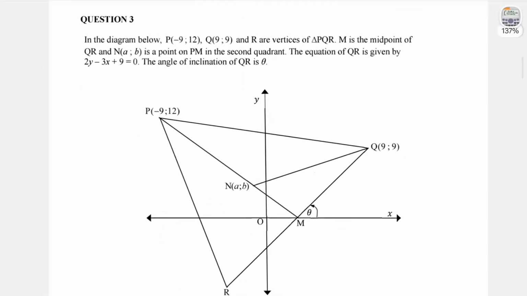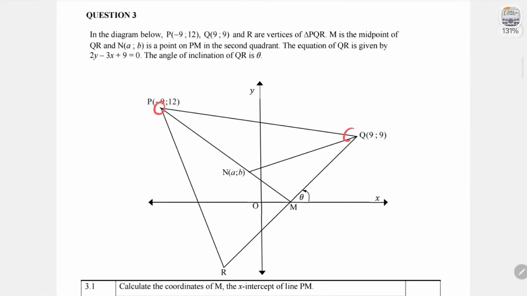Question 3 says, in the diagram, P, Q, and R are vertices of triangle PQR. M is the midpoint of QR, and N, which is (a, b), is a point on PM in the second quadrant. The equation of line QR is given by 2y minus 3x plus 9 is equal to 0. And we are also told that the angle of inclination of QR is theta.